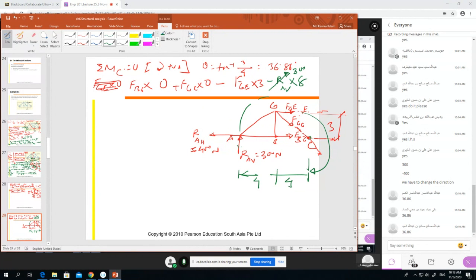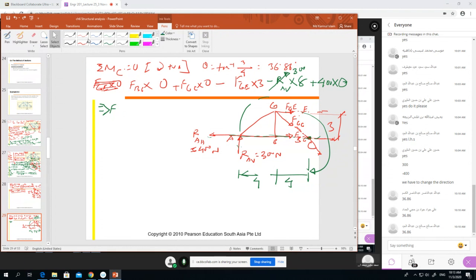Then what else do we have? At GC we have another force, 400. Whether 400 is plus or minus doesn't matter, because it is going through this point and the distance is 0. Do we have any other forces? We don't have any other forces, so now calculate FGE.